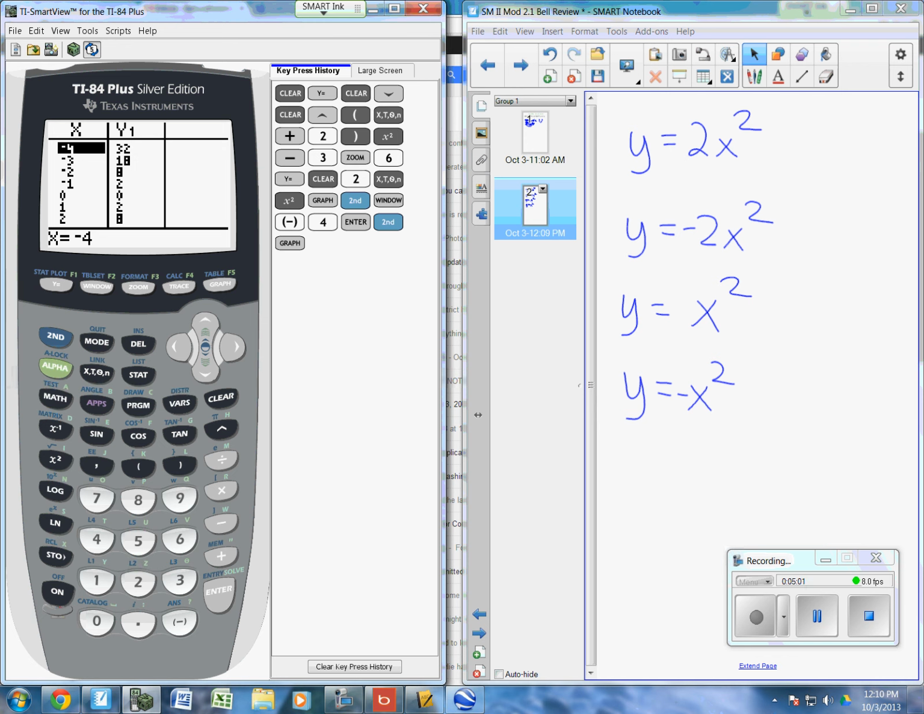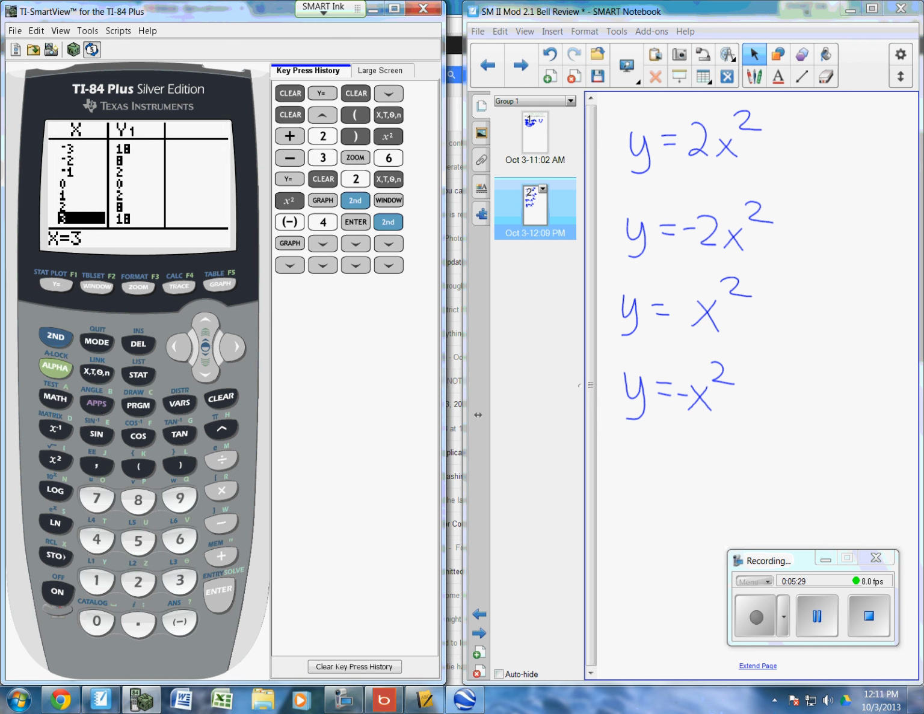I can see that when x is -4, y is 32, and so forth. And you'll notice I can go down to +3. Did you guys notice that these numbers are symmetric? 3 and -3 both go to 18. And 2 and -2 go to 8. You notice that those are symmetric. So you can get the table that way as well.